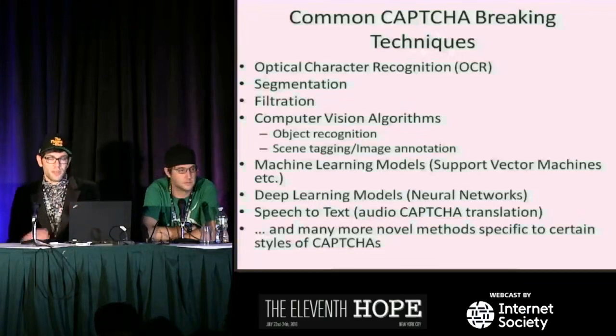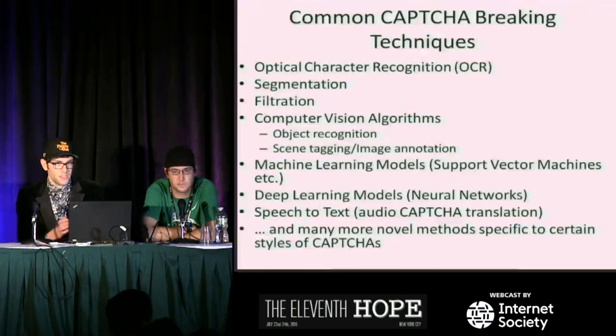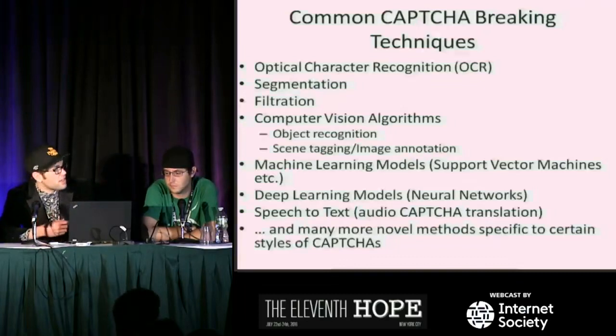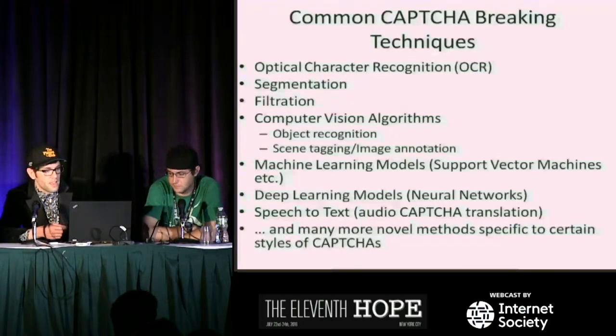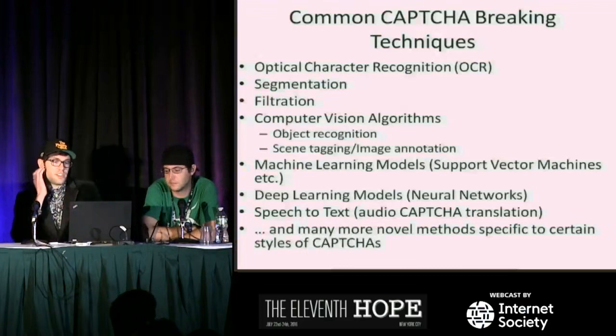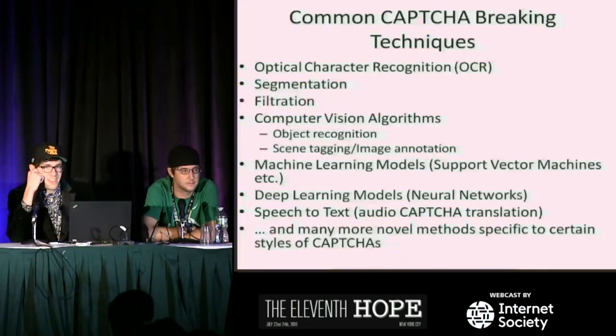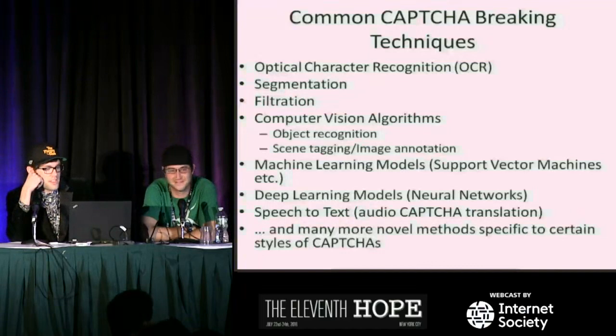Segmentation is just we want to be able to separate individual characters or important pieces of an image out and identify them. Filtration is designed to cut through noise, filter out additive noise, lines, garbage, things like that. We have computer vision algorithms. Who here has played with Intel's OpenCV at all? Just give me a yay if you have. Okay, so we got a couple people there who do computer vision stuff.